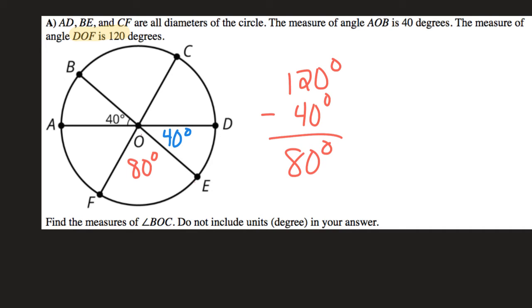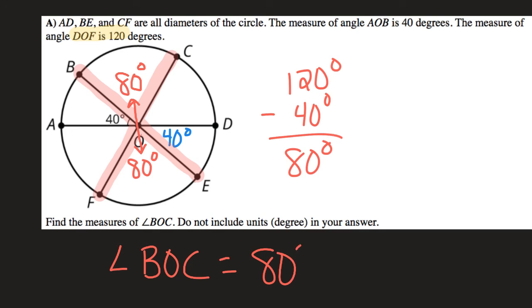So the question is, what is angle BOC? So we can take a look at BOC. It's right here. And you'll notice that if we draw these lines straight through, these are two intersecting lines, and angles across the vertex from each other are vertical angles. So that means that this is 80 degrees also. So that means that angle BOC equals 80 degrees.